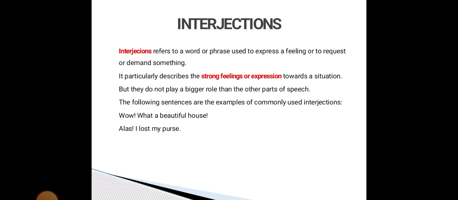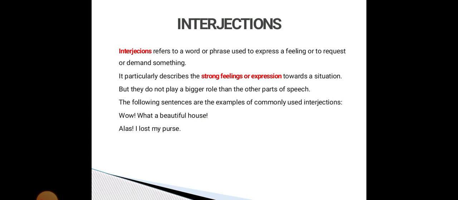The following sentences are examples commonly used for interjections. What is an example of an interjection? Wow, what a beautiful house. Alas, I lost my purse. These two words are called interjections. An interjection is a word or phrase used to express feelings, and also to request or demand something. It describes strong or sudden feelings. But it does not play a bigger role than the other parts of speech. It is a simple role. Wow and alas are examples of interjections.